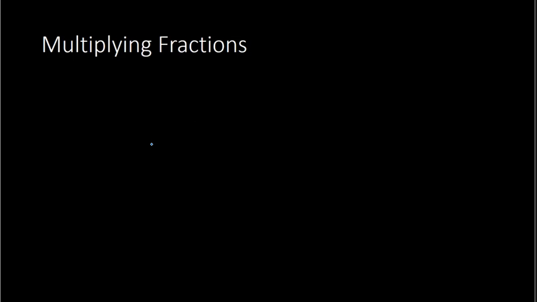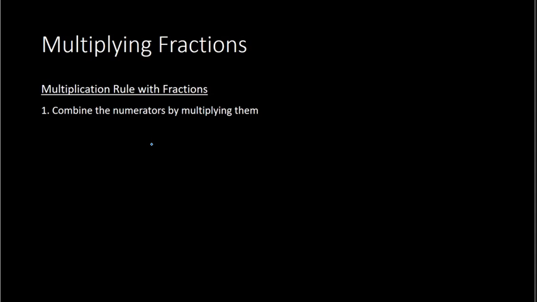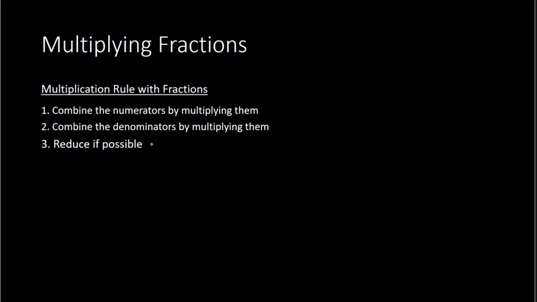In this video, you will learn how to multiply both fractions and decimals. So beginning with fractions. When you are multiplying with fractions, you can combine the numerators by multiplying them and combine the denominators by multiplying them as well. And then, if possible, you need to reduce after that.